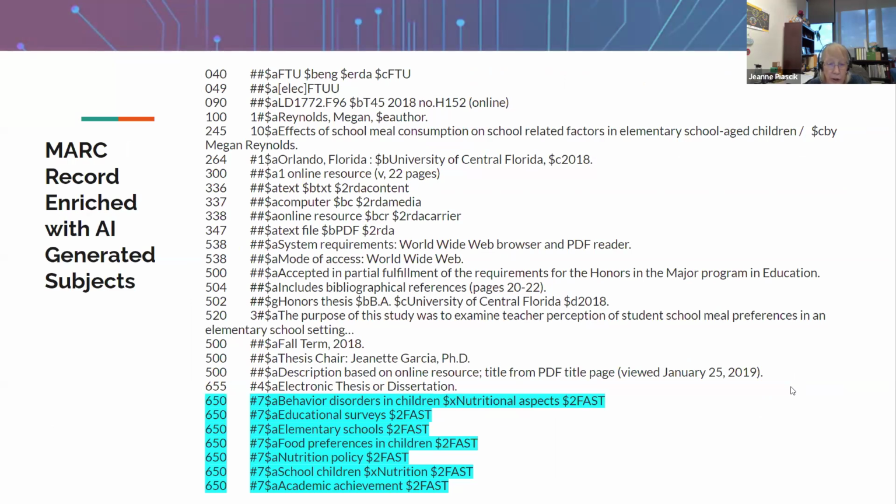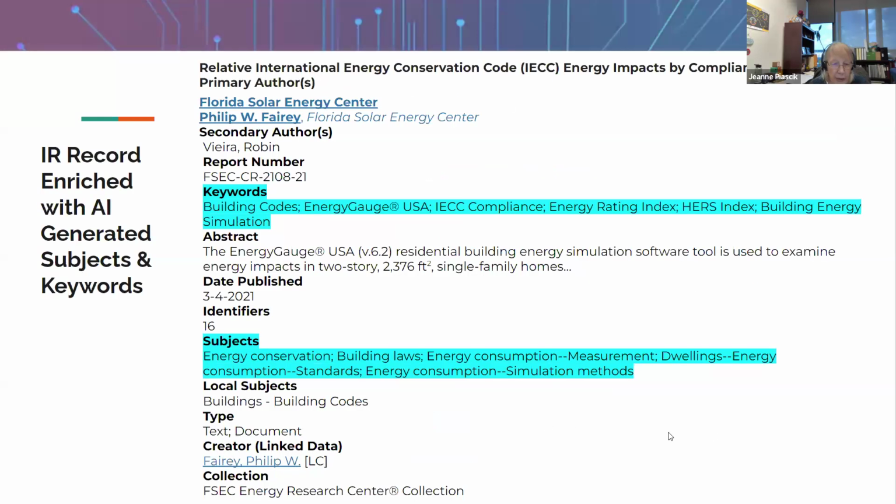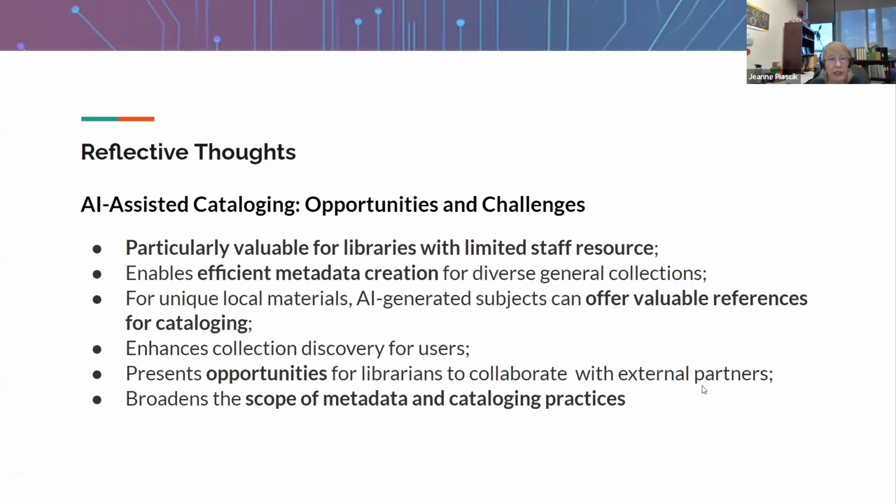And here's the MARC record associated with the previous example. Note that the AI-generated FAST terms have been added in the 650 indicator 7 fields. And next slide, please. And here's an example of an FSEC institutional repository record that has been enhanced with AI-generated keywords and subjects. Originally, the record had only the local subjects, buildings, and building codes, but now has a much broader array of keywords and subject headings that will enhance discoverability. And next, Ying will reflect on opportunities and challenges for AI-assisted cataloging.